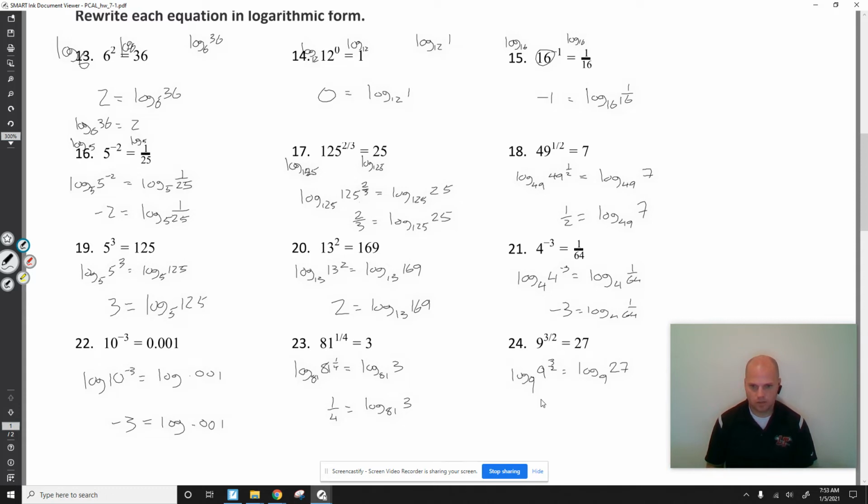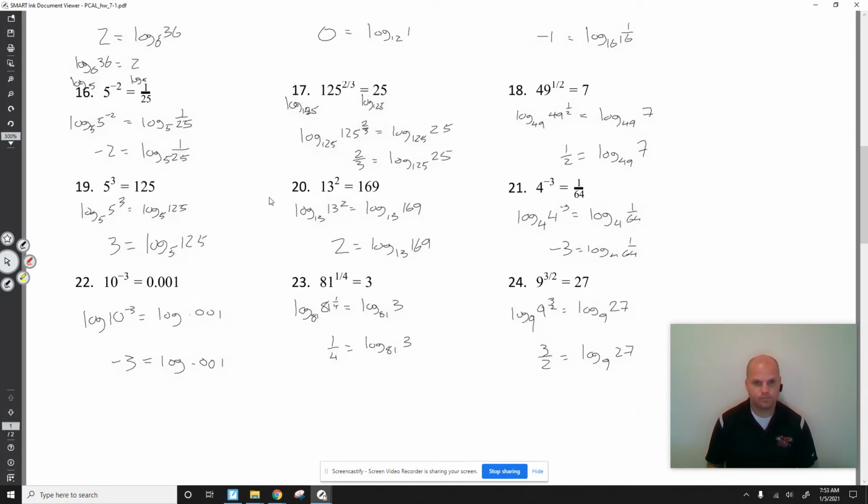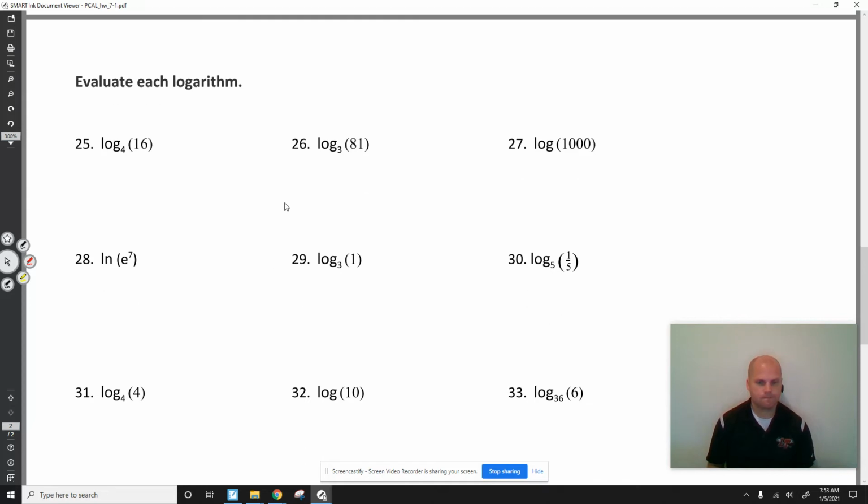Log base 9 of 9 to the 3/2 is just 3/2. These undo each other, and then here I have log base 9 of 27. For these, there's multiple ways to do it. Once we do this my way a couple times, we'll be able to do things maybe quicker.